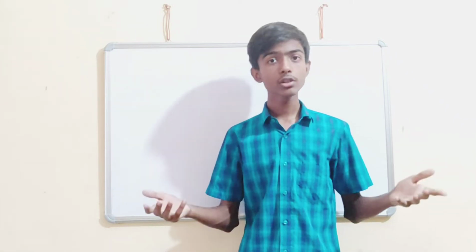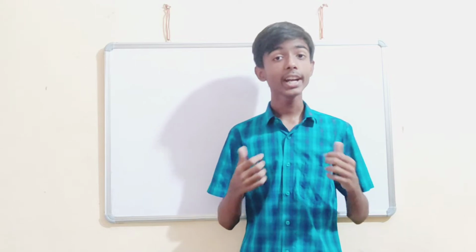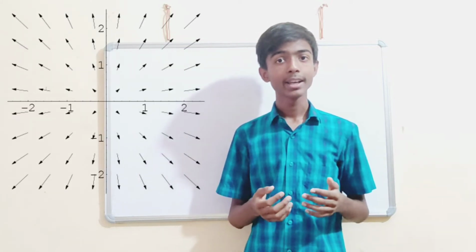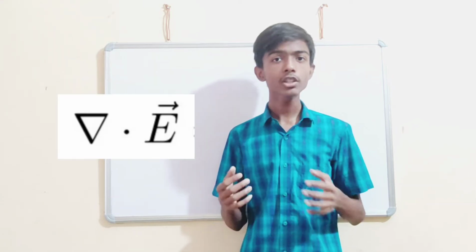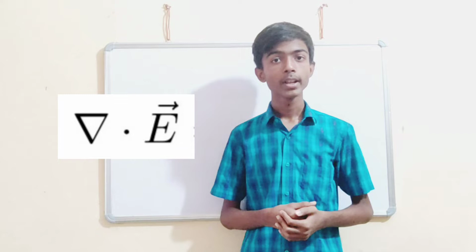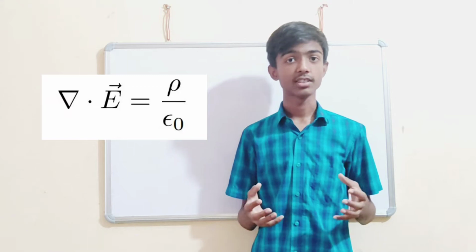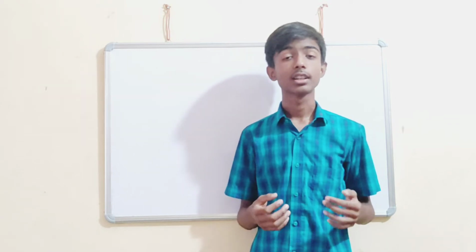Now, what is divergence? Divergence basically refers to the net outflowingness of an electric field, and it is denoted by the dot product of the del operator and a vector quantity, which in this case is the electric field. So the divergence of the electric field is equal to rho over epsilon naught, where rho is the charge density and epsilon naught is the constant of permittivity of free space.